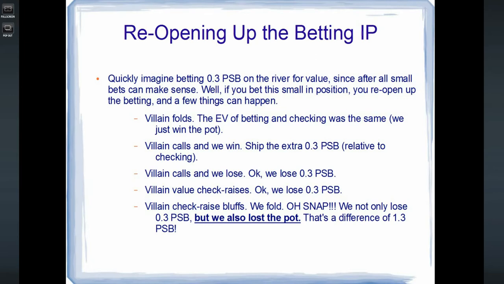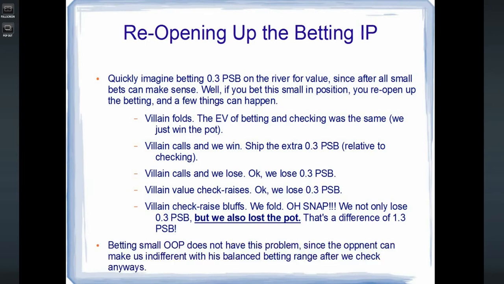So we're going to have to win when he calls so much more than we lose when he calls in order to make up for the times that our opponent does check-raise bluff all in and we end up folding, and then we lost 1.3 pot size bets more than we would have if we checked. So very, very hard to bet small in position on the river.